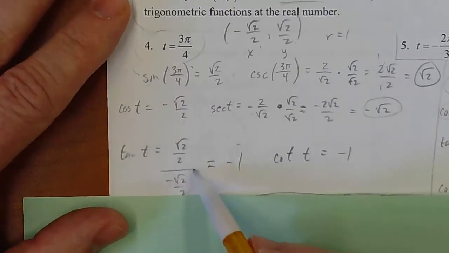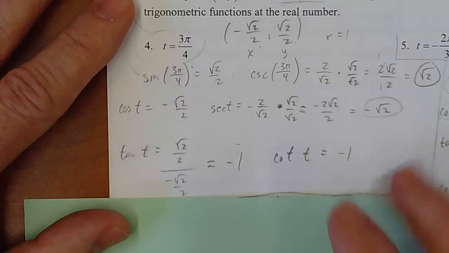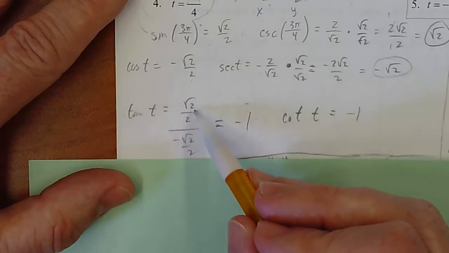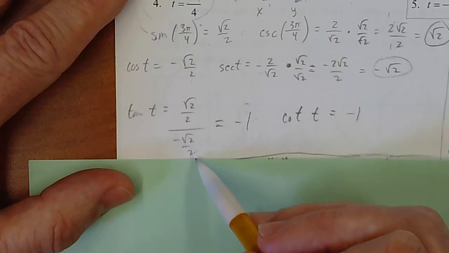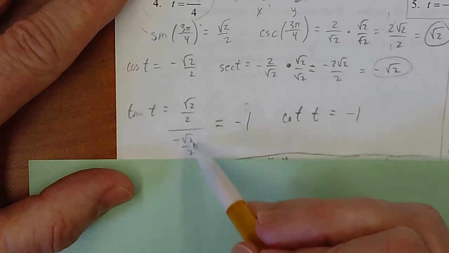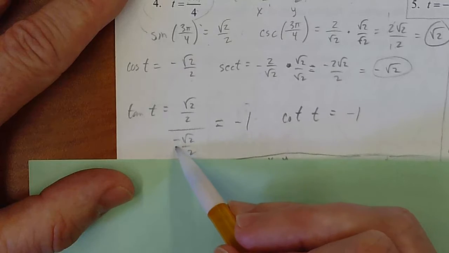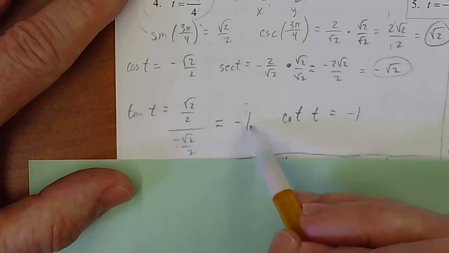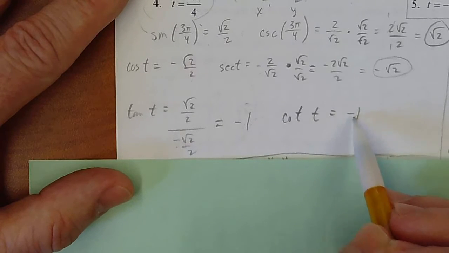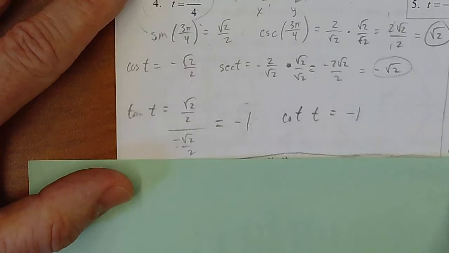Tangent is y over x. So looks like this to begin. But these are the same numbers, right? One's just positive, one's negative. You don't need to get too cute with this. These just divide out and give you 1. But it's negative. The reciprocal of negative 1 is negative 1.